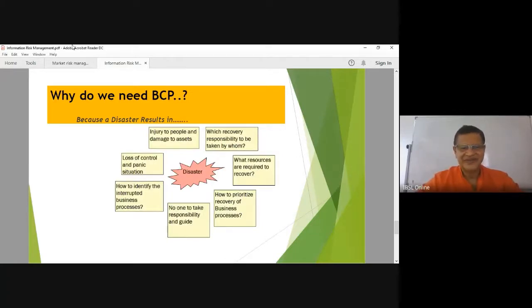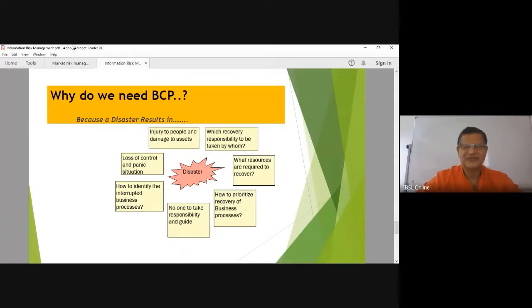So we will discuss why we need this BCP, which is business continuity, coming from disaster results. Disaster could bring injury to people and damage to assets. Now, in a BCP, the first thing we have to assess, if BCP is necessary based on a disaster, is whether there are any injuries to people.